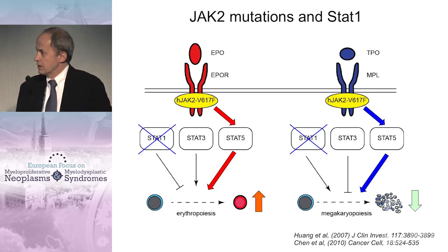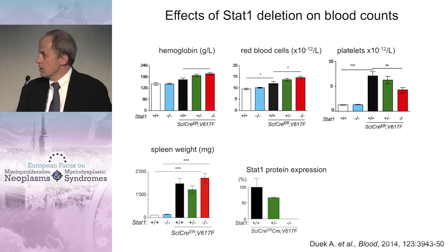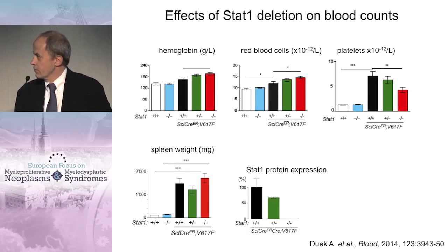The prediction is that the red cell mass should increase because in this system STAT1 has normally a negative effect, whereas the megakaryocytes are predicted to be inhibited, so fewer platelets would be the prediction. And this is what we found. So here are the control mice. Here are the mice with V617F alone, and if you knock out the STAT1, then hemoglobin goes up and the platelets go down.